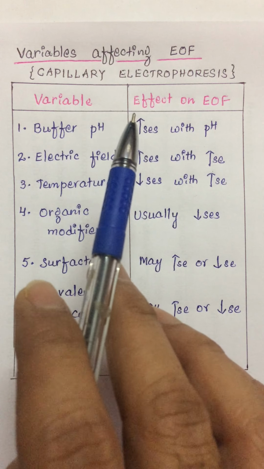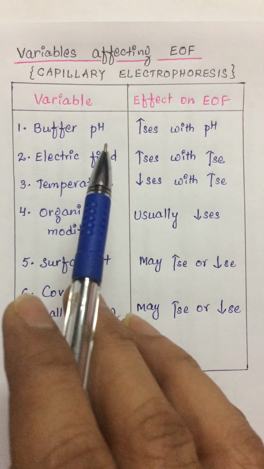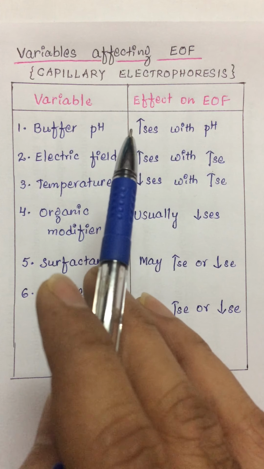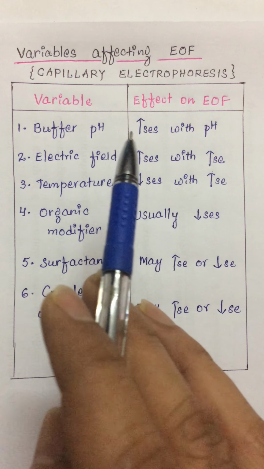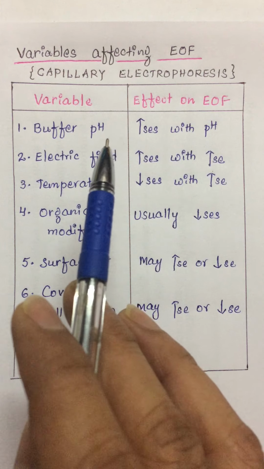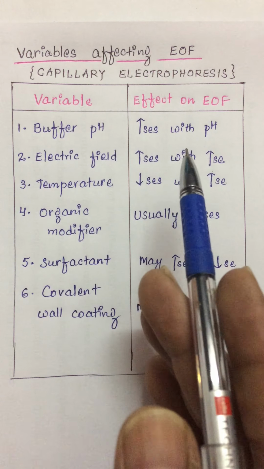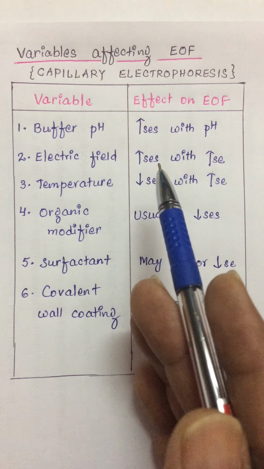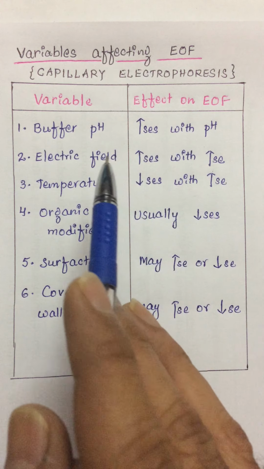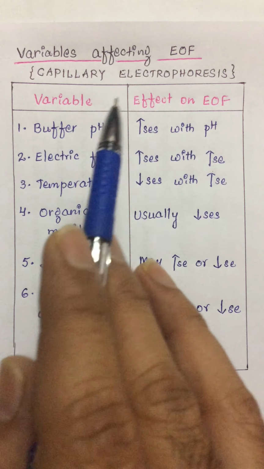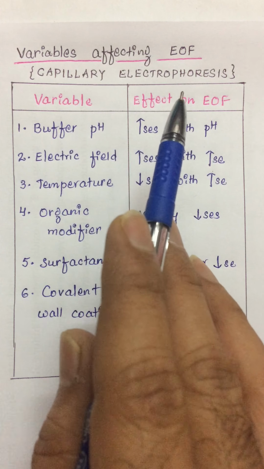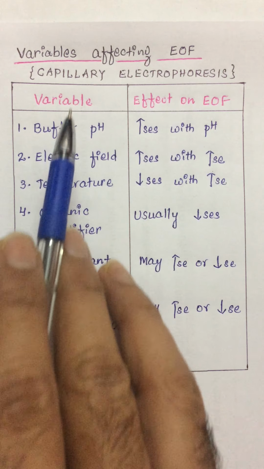Hello everyone. In our previous videos we have seen the introduction, instrumentation and the principle of capillary electrophoresis, how the electro-osmotic flow works and how it carries the analyte components towards the cathode and how they get detected and separated. In this video we'll see how the electro-osmotic flow is being controlled by various parameters.